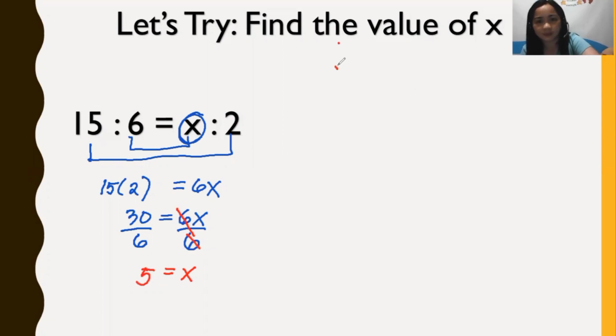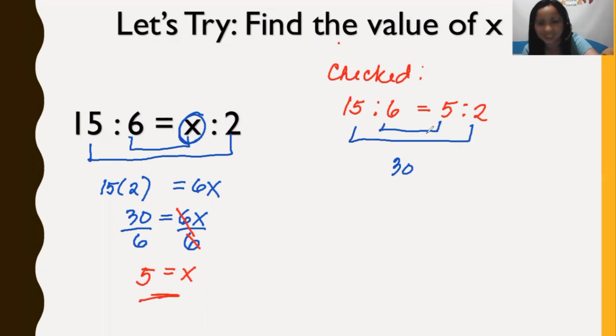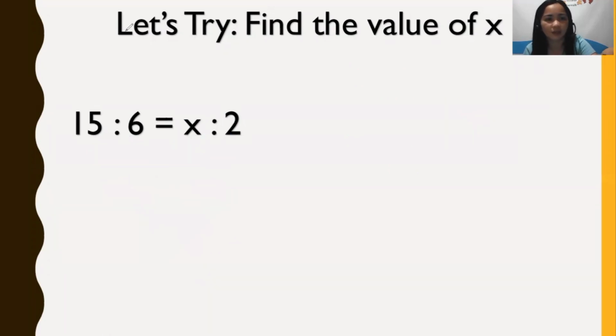Let us check. Palitan natin yung x ng 5. So, we have here 15:6 equals, papalitan na natin yung x ng 5. We have 5:2. Now, let's see if the product of extremes, 30, is equal to the product of means, which is also 30. Therefore, your answer is correct. Now, let's have another example.